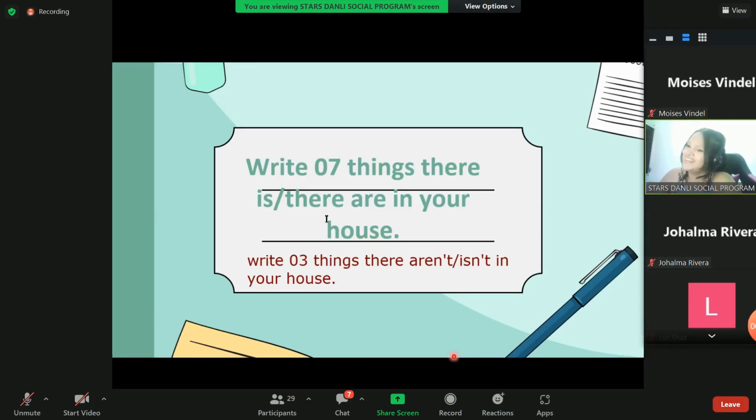Marina. There are computers. There is a TV. There aren't flowers. There isn't a guitar. Okay, excellent. Now let me see. Noelia.